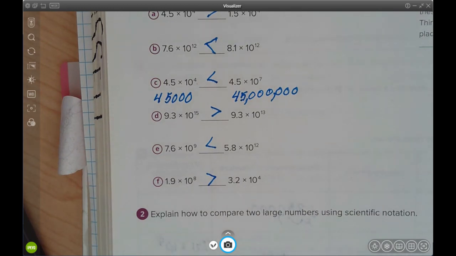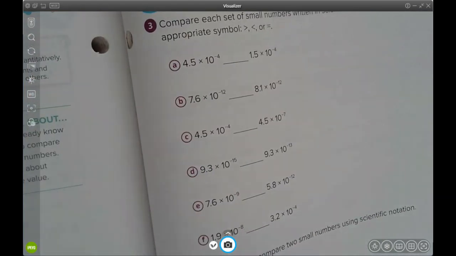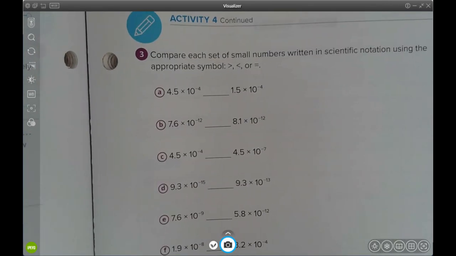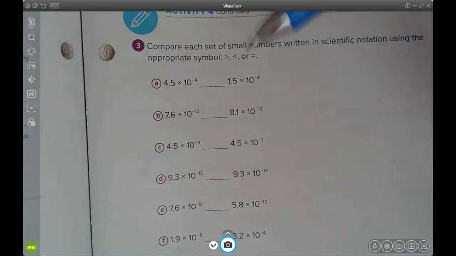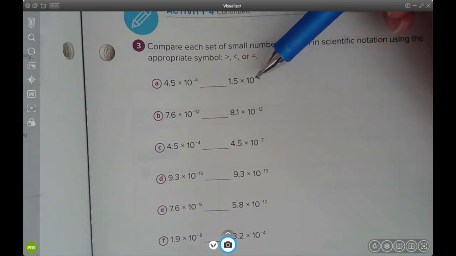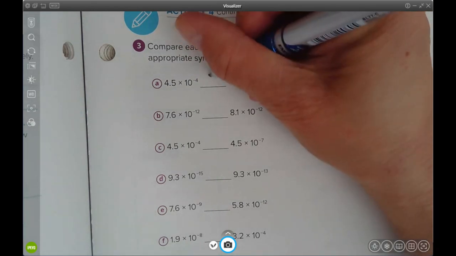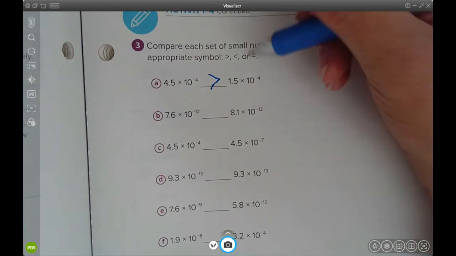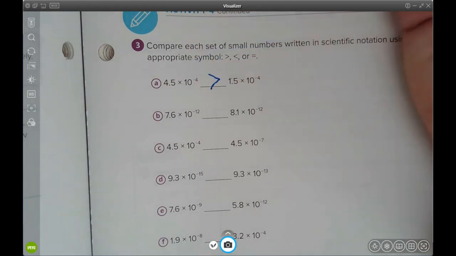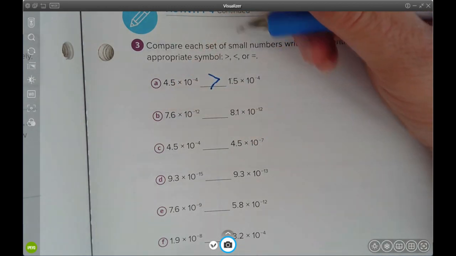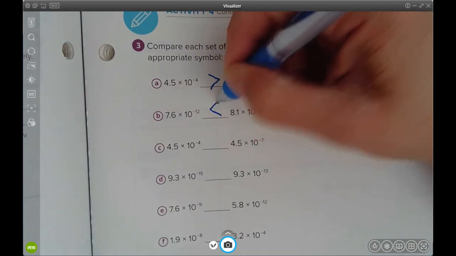All right, so let's go to the next page on page 651, and let's look at how this is different when there's negative exponents. So just like with positive exponents, when the exponents are the same, whichever number itself is smaller is the smaller one. So 1.5 is smaller than 4.5. Same thing here. The negative 12 is the same. So 7.6 is smaller than 8.1.